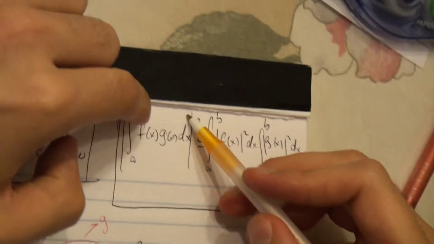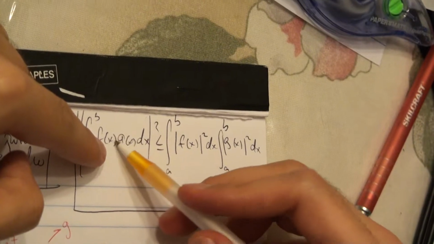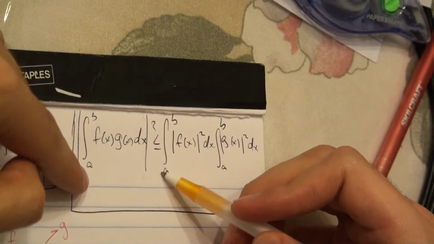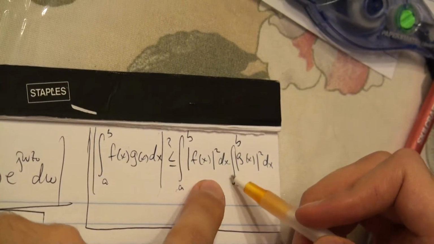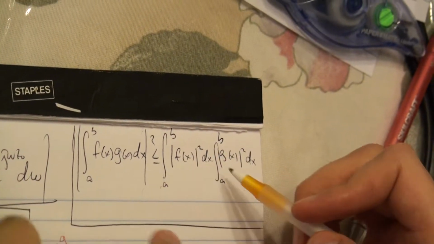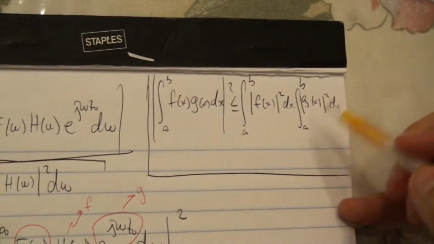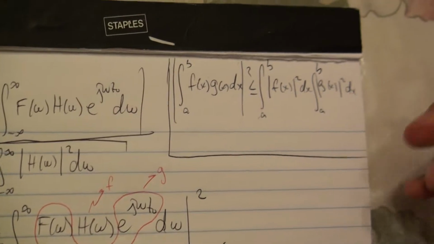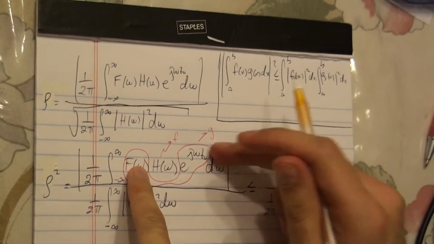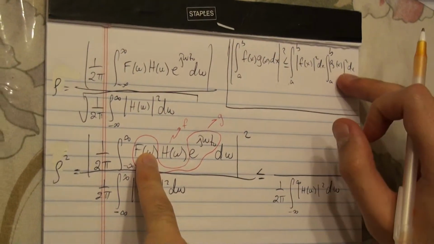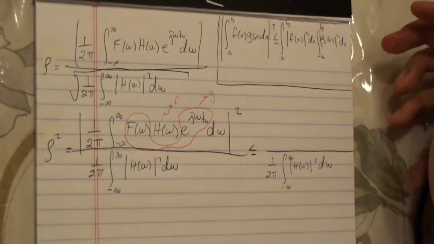So the Schwarz inequality says that the absolute value squared of an integral where you have two functions multiplying each other is less than or equal to the integral of one of the functions' absolute value squared times the integral of the other function's absolute value squared. So we're going to do the same thing here on the top. I'm going to call this piece that I circled in red g of x, and the other one f of x. I mean, it's not of x, it's of omega, but you get the idea.